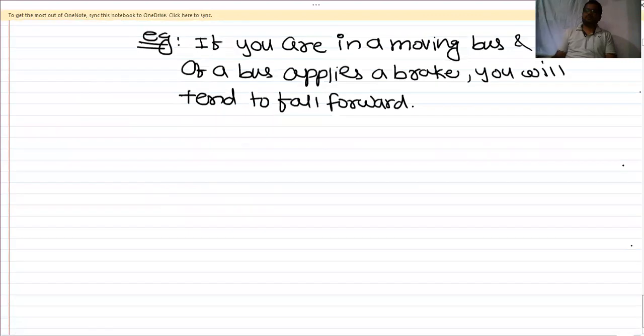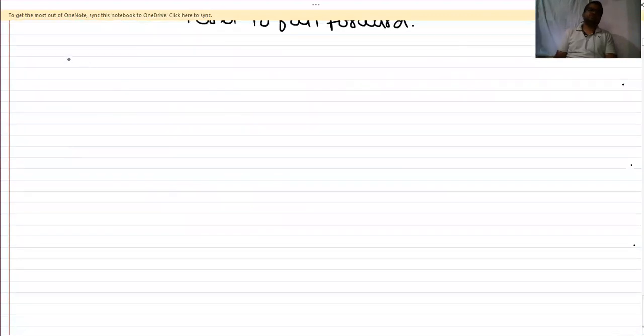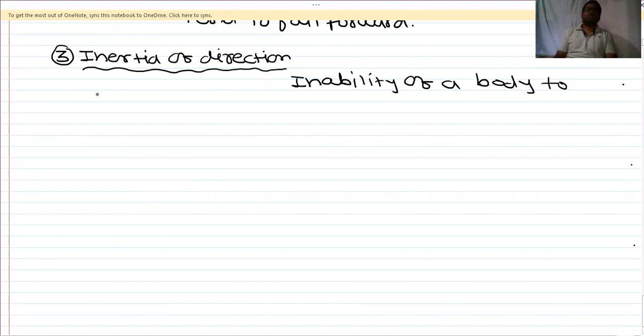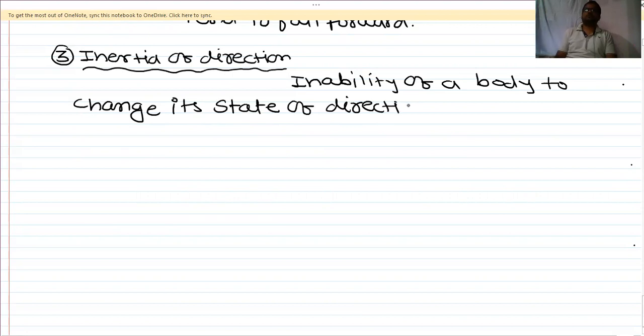Now after this, we have the inertia of direction. Third type, and the last type, we have inertia of direction. The definition is very simple, the same thing. So in this you can write, inability of a body to change its state of direction, right? State of direction. That is what the inertia of direction is.